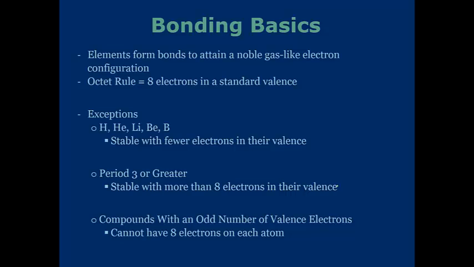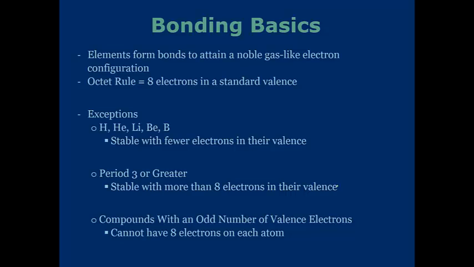Elements in general will form bonds to attain noble gas-like electron configurations. And this is based on the octet rule, which states that in general, atoms will elect to have 8 electrons in a standard valence. There are some exceptions though.